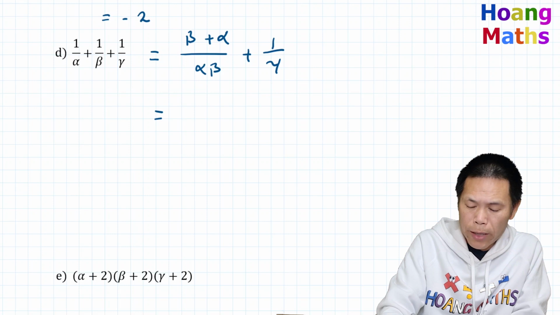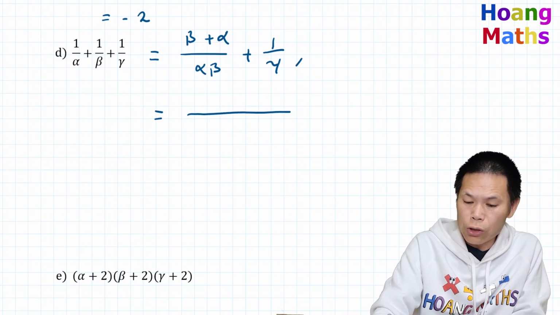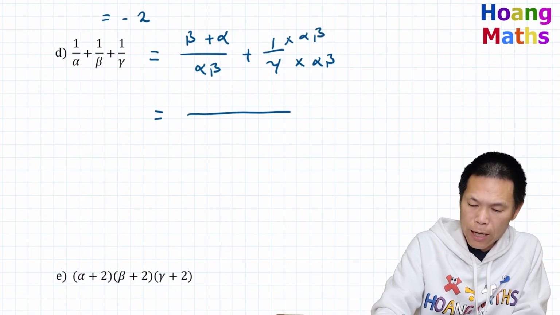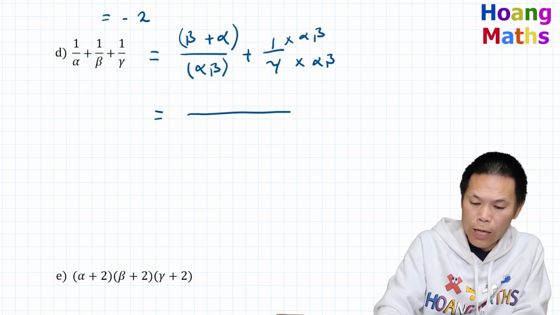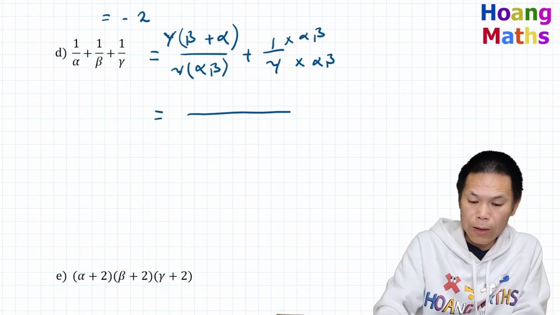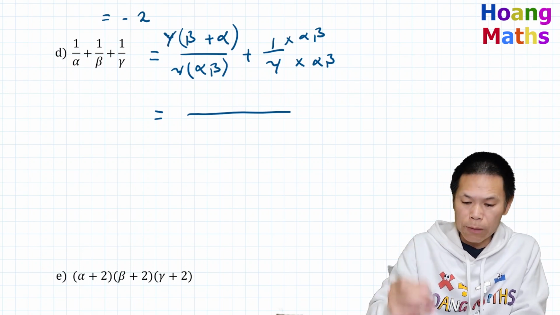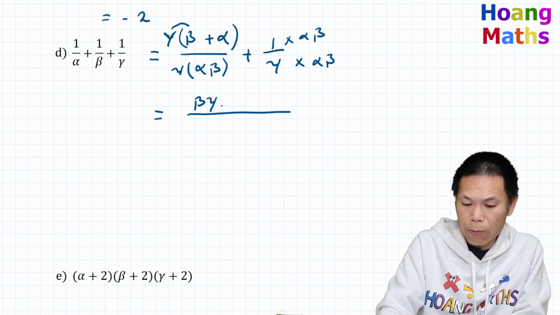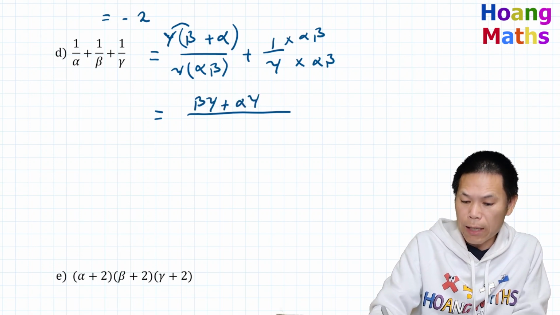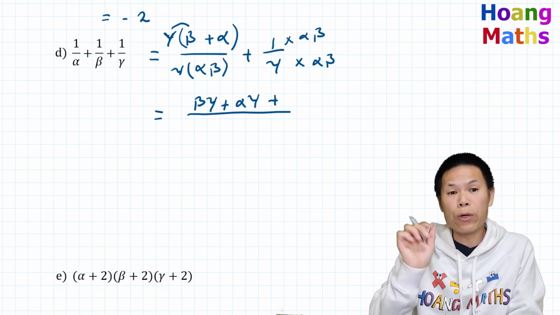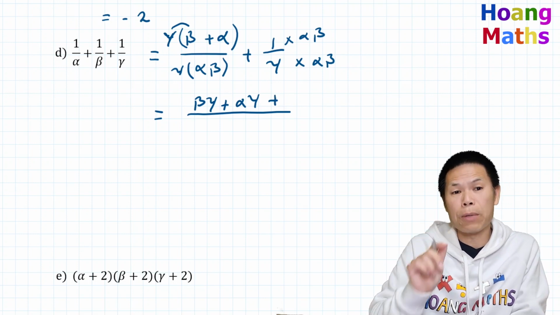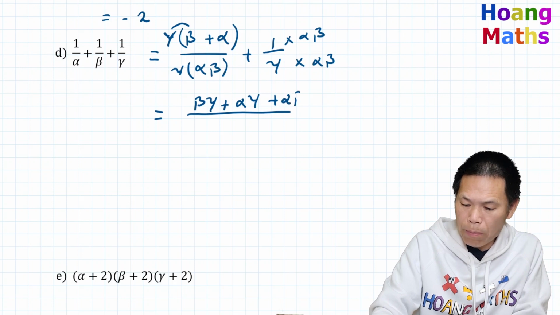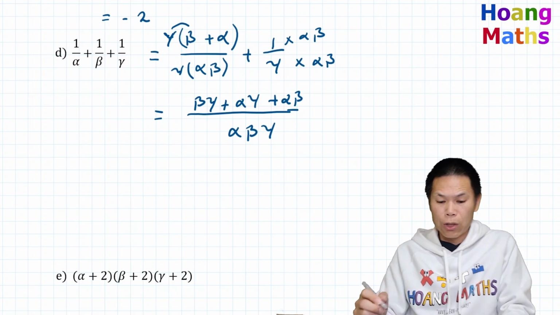So the common denominator now is we just need to times this by alpha beta. And you times by alpha beta. Whereas this one here, we need to times by gamma. That's all, okay? So let me just expand it out. So that gives me beta gamma. We add alpha gamma. And then we plus, I can put all in one term now because they're the same common denominator. So it's alpha beta over alpha beta gamma. So that's what it is.